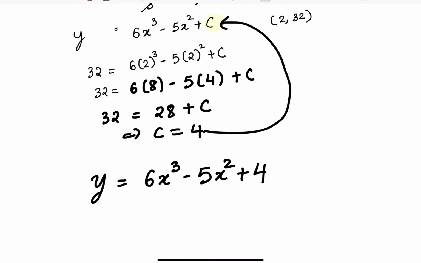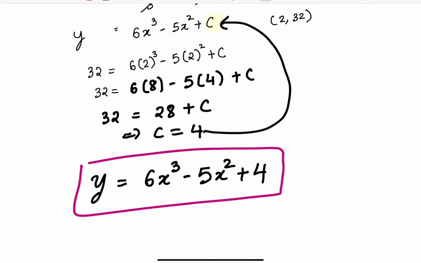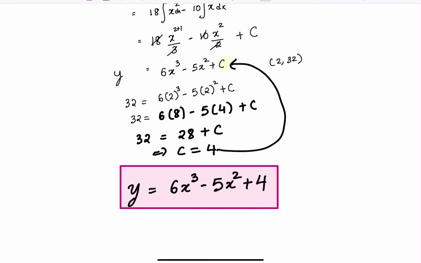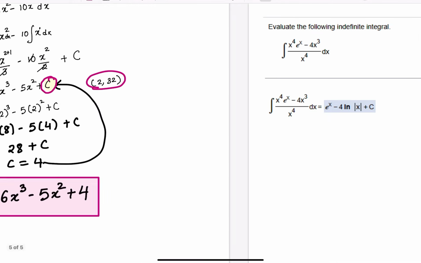Your final equation. Remember, to find the slope, you find the derivative. To find the equation, you go backward and find the antiderivative. And when you find the antiderivative, you always have that c hanging in there. And to find the c, you plug in the point to get the value. All right? Now let's take a look at this problem.